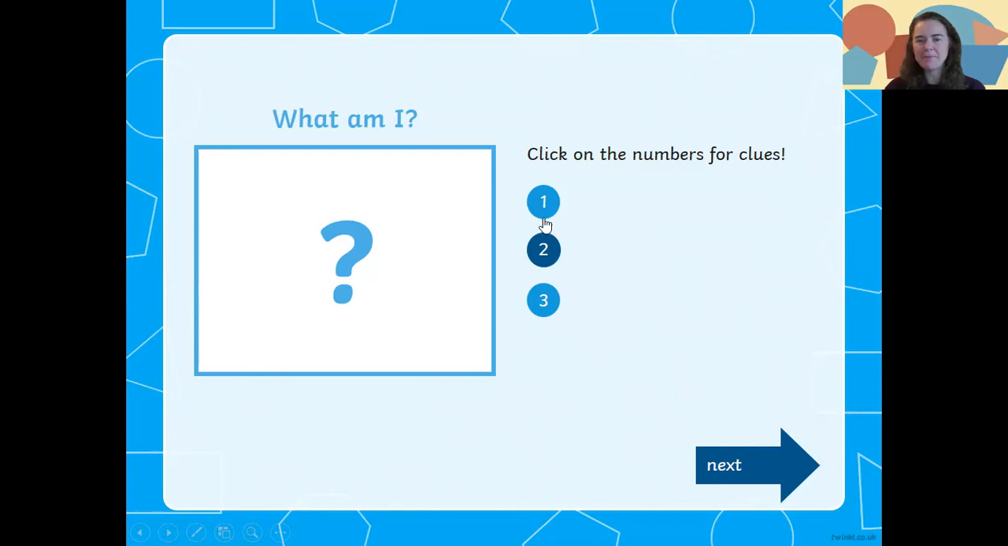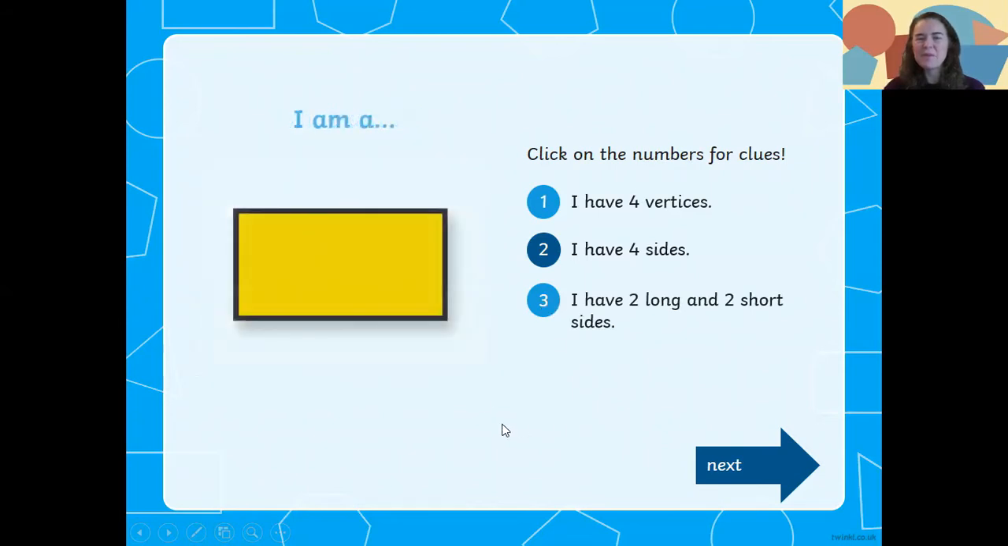Okay, clue number 1. I have 4 vertices. I have 4 sides. I have 2 long and 2 short sides. What am I? Call it out to the screen. Well done if you said rectangle. Brilliant job.